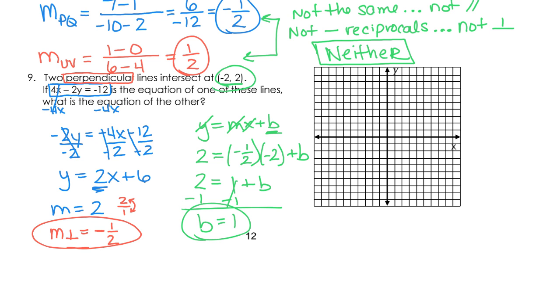Okay. I now have the two pieces I need to write the equation of my line. And so we'll have y equals negative 1/2. That makes it perpendicular. And then plus 1, that y-intercept makes it pass through the point negative 2, 2. And there's the equation of my line.